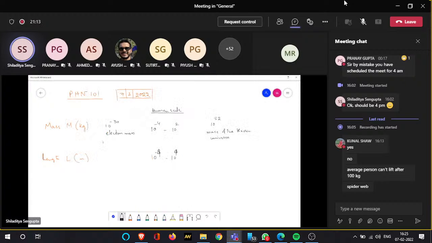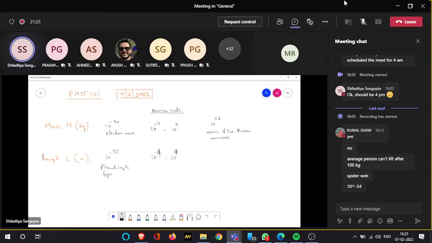Okay, let me put it. So the value is about 10 to the, we will come to it. So this Planck length, we're going to discuss it in a moment. The simple definition is that this is the smallest length which we can probe in principle using the known laws of physics.